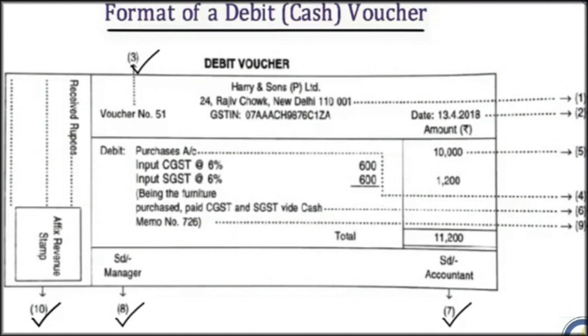Next, in number 5 we have the net amount of the transaction. The sixth is the narration. Narration is the brief description of the transaction. In brief, we describe what the transaction is.